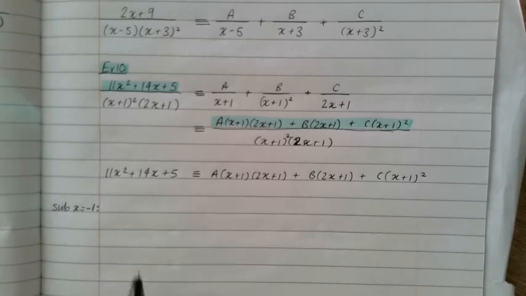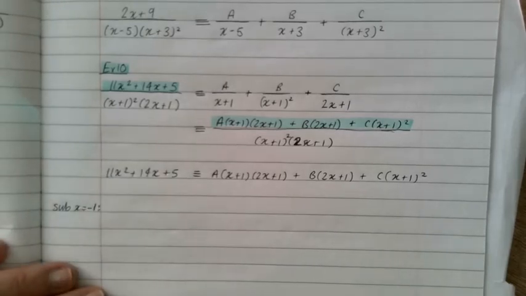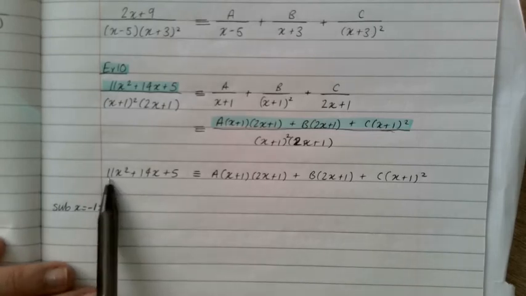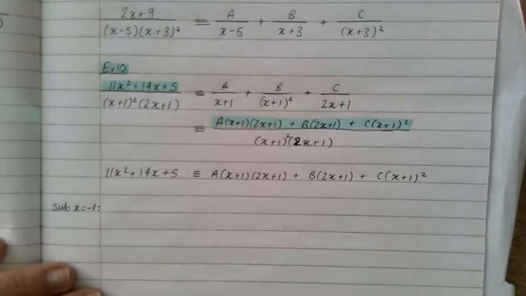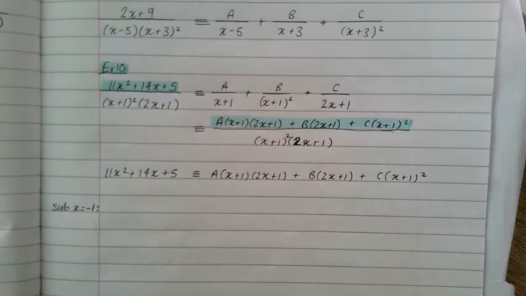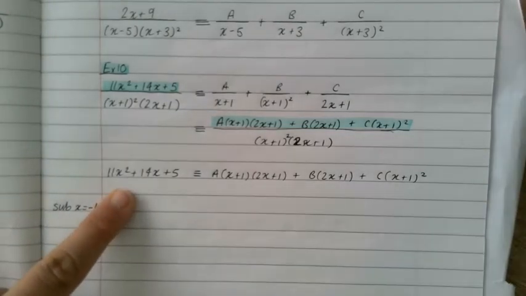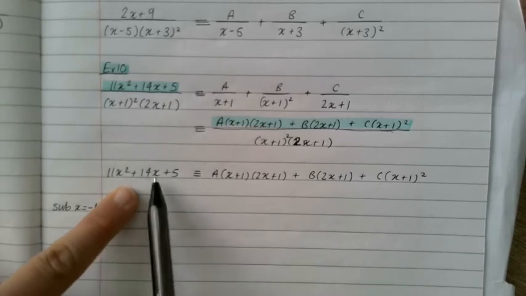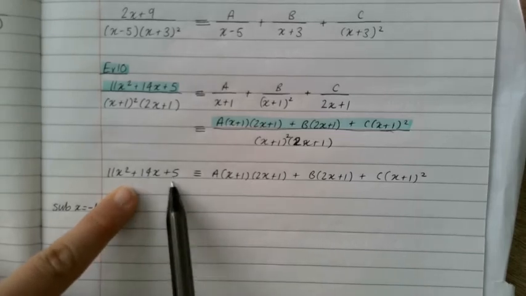So when I substitute x equals negative 1 into this first expression, I'm going to get 11 times 1, which is 11. And then I'm going to be taking away 14, which is negative 3. And then I'm going to be adding 5, which is 2.